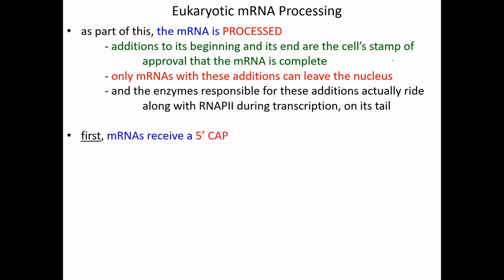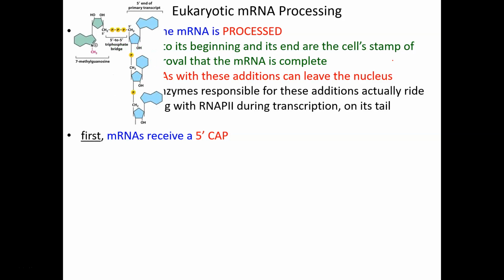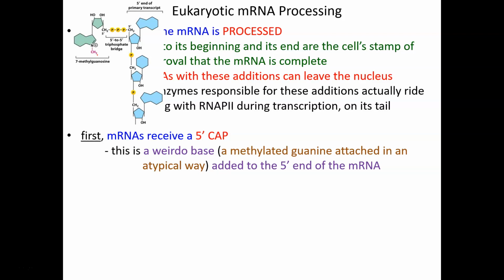So the very first thing that occurs to a messenger RNA is that it gets a 5' cap. And this 5' cap is really just a guanine nucleotide, but it's added to the 5' end of the messenger RNA in an inverted way. It's upside down relative to the other bases. We can see that here. And it's methylated. So this methylated upside down guanine is added to the 5' end of the messenger RNA, and it marks that 5' end as genuine, as real, as quality controlled and quality assured.